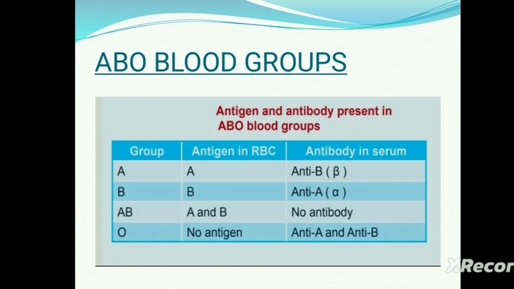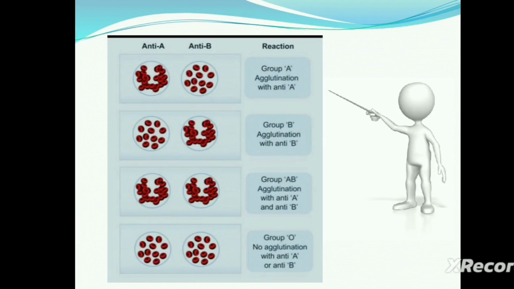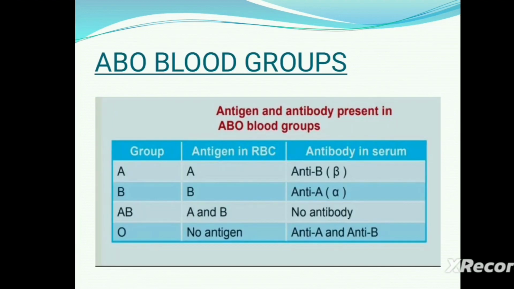Next comes an important topic, that is the Landsteiner's law. What is the Landsteiner's law? If any antigen is present on the surface of RBC, its corresponding antibody will remain absent in plasma. Whereas, if its antibody is present in the plasma, its corresponding antigen will be absent on the surface of RBC. These two statements are very important if we have to know the blood group.